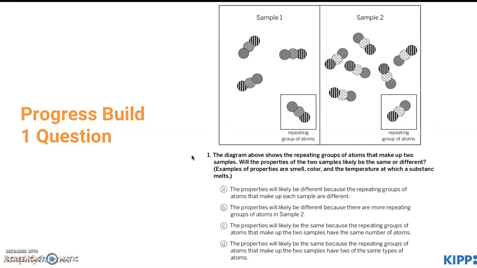Progress build 1 question. The diagram above shows the repeating groups of atoms that make up 2 samples. Will the properties of the 2 samples likely be the same or different? Examples of properties are smell, color, and the temperature at which a substance melts. Pause now to answer the question.